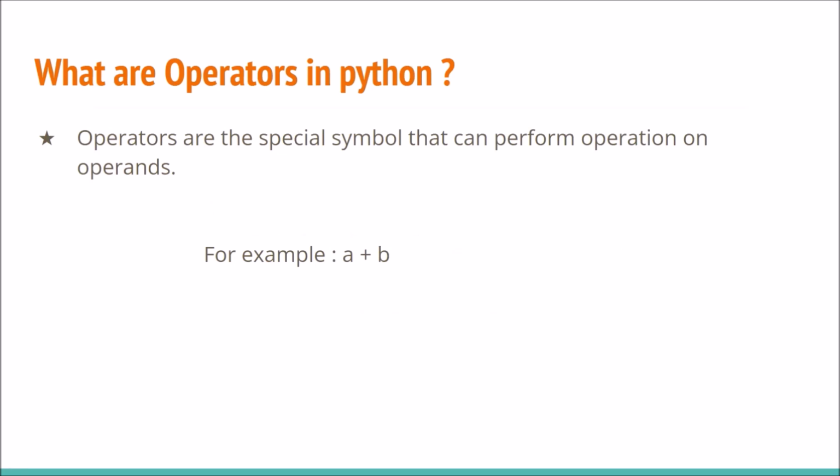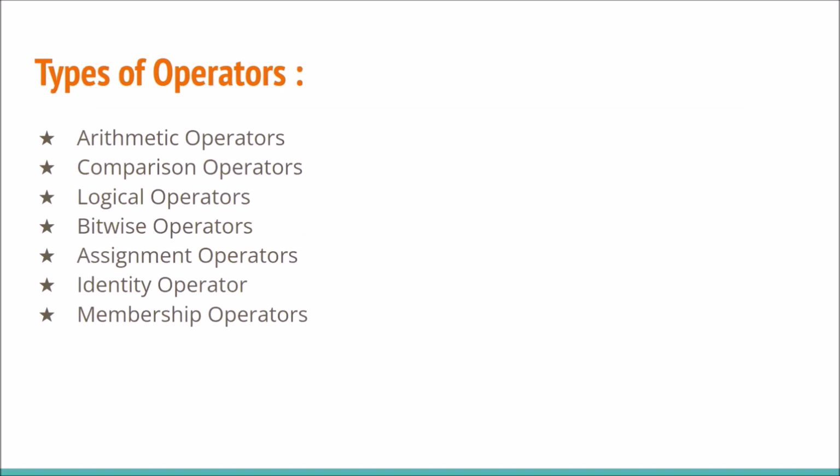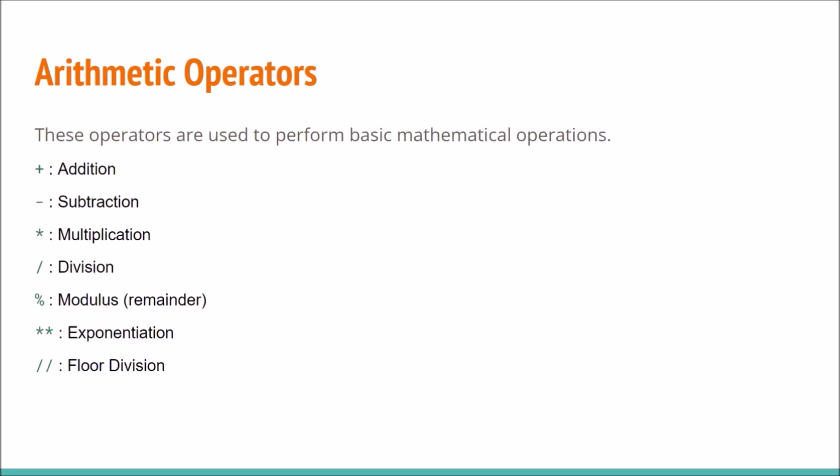Types of operators: arithmetic operators, comparison operators, logical operators, bitwise operators, assignment operators, identity operators, membership operators. Arithmetic operators. Arithmetic operators are used to perform mathematical operations such as addition, subtraction, multiplication, division, modulus, exponentiation, and floor division. Let's see a Python program demonstrating arithmetic operators.